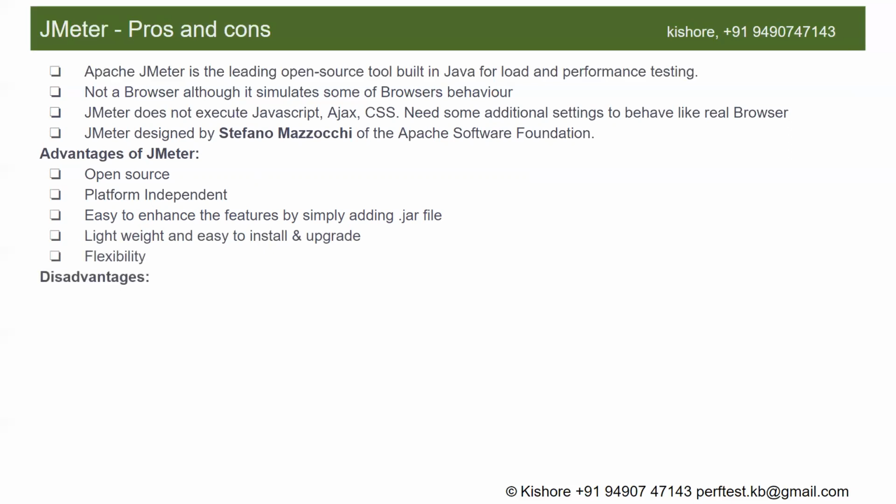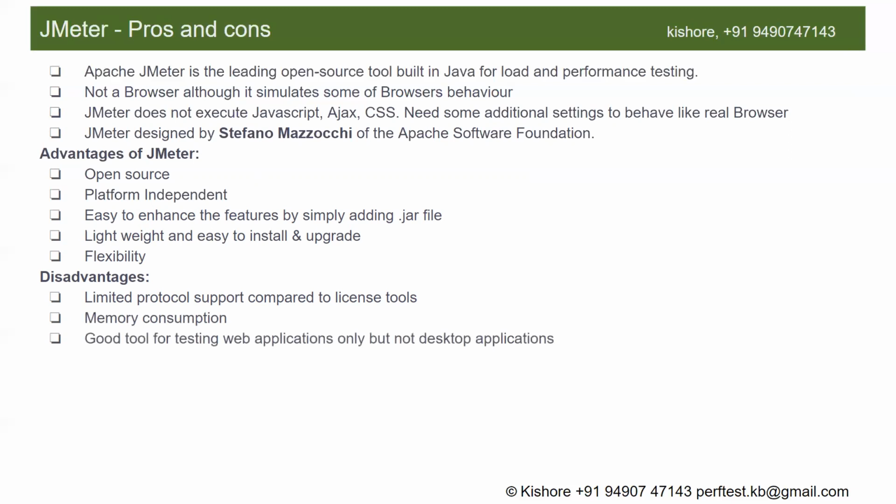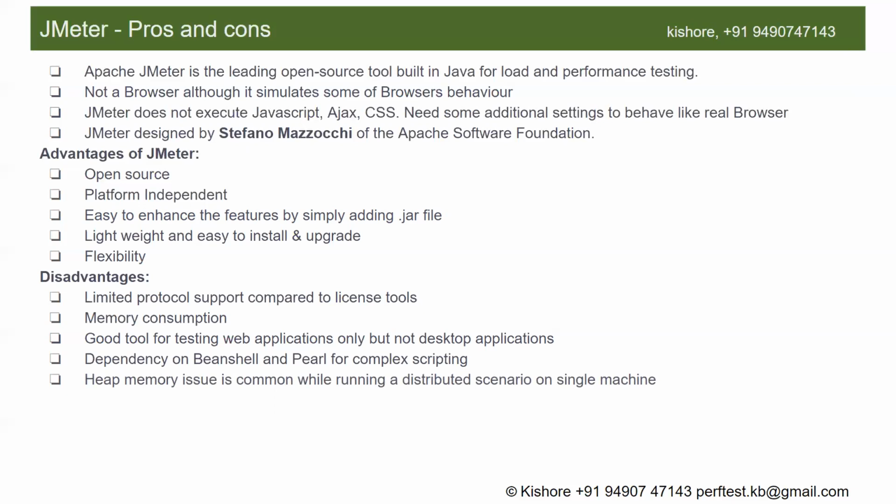And coming to the disadvantages of JMeter, it has limited protocol support compared to licensed tools like Loadrunner, etc., right? And it has high memory consumption. It is a good tool for testing web applications only, but not for desktop applications, right? And there is dependency on BeanShell and Perl for complex scripting. And heap memory issues are common while running a distributed scenario on a single machine, right? JMeter reports have fewer features, which makes analysis a bit difficult, and there is no dedicated support team, being an open source tool. So these are a few disadvantages of JMeter.